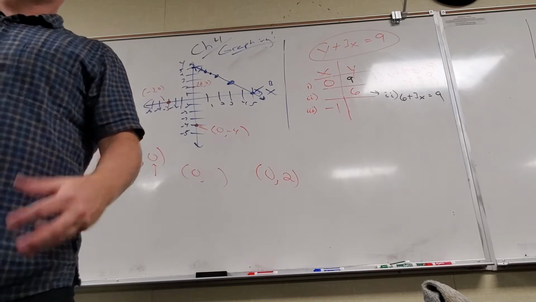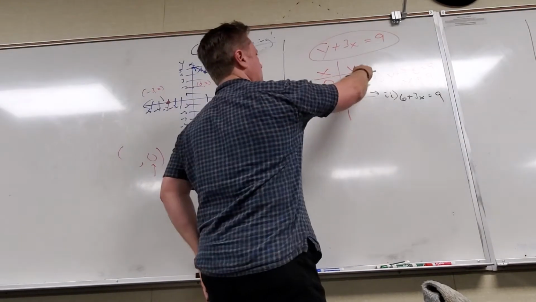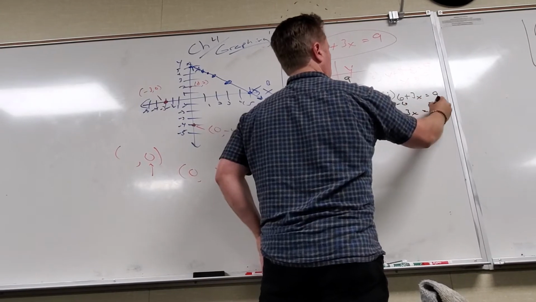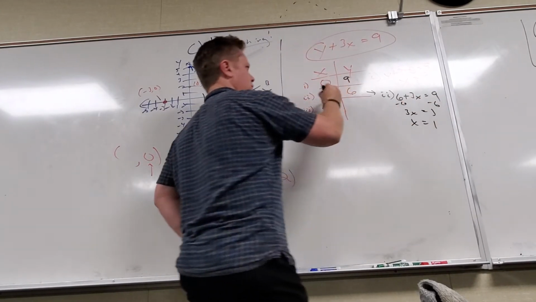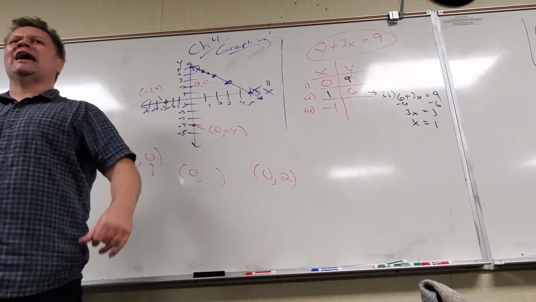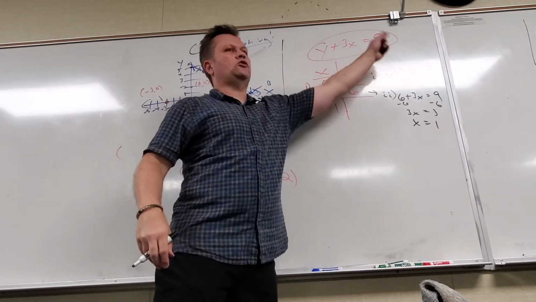It's the same idea. So here I know that y is 6. I can figure out what the other guy is. 1. So when y is 6, x has to be 1 to make this true.